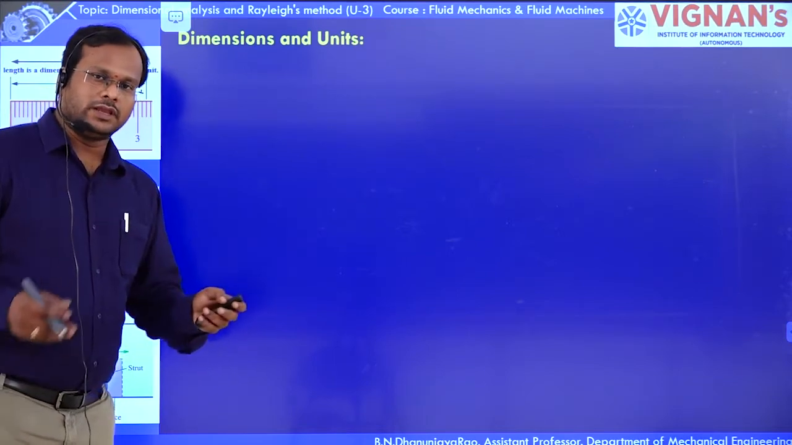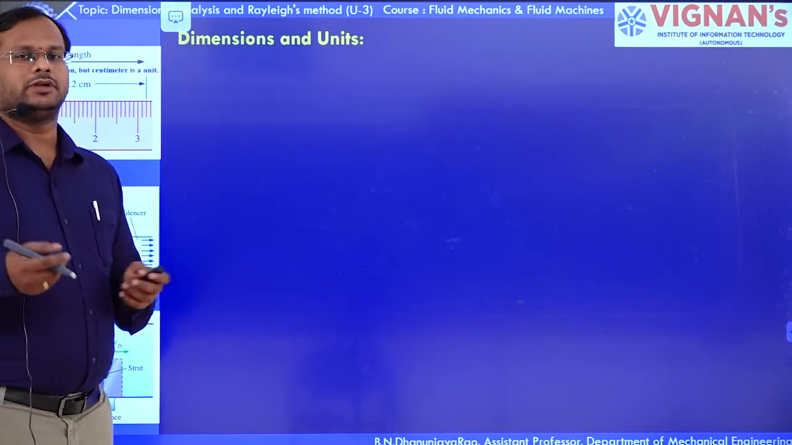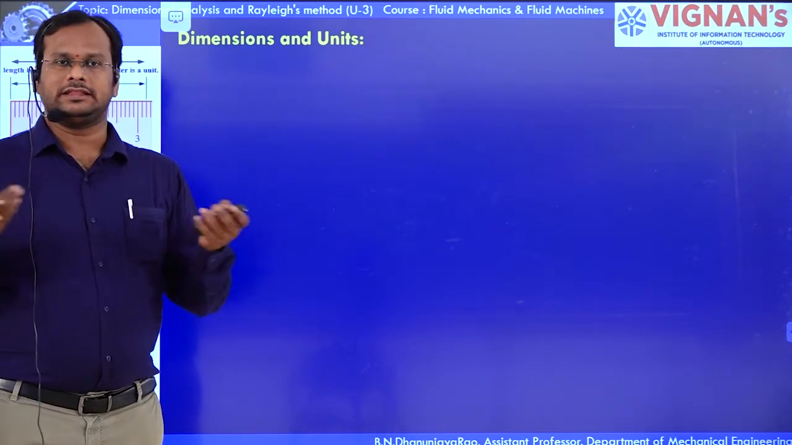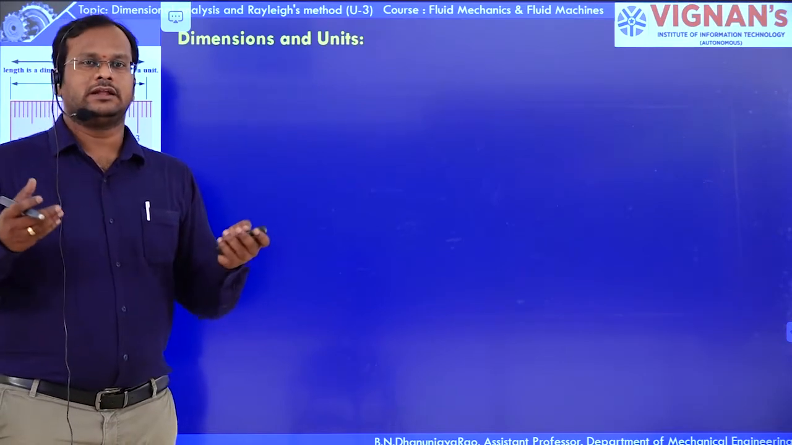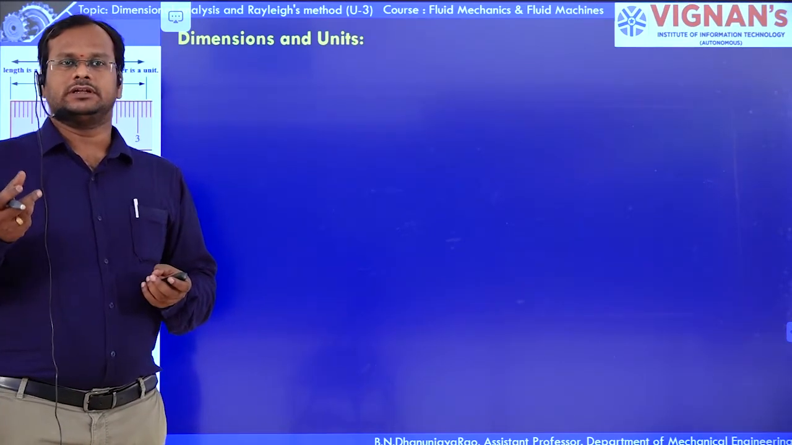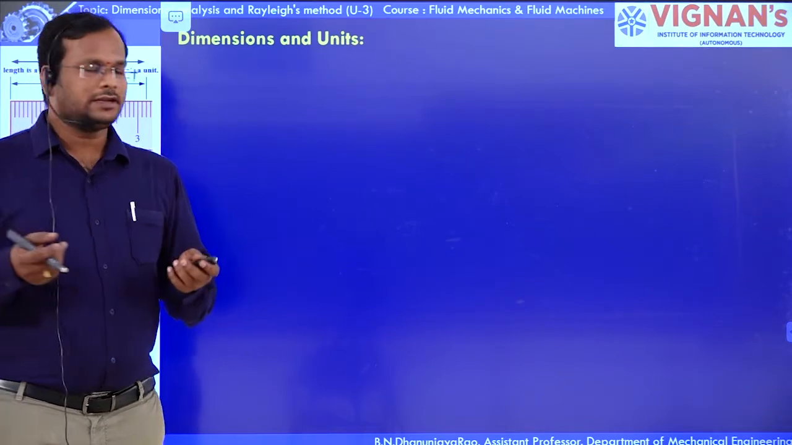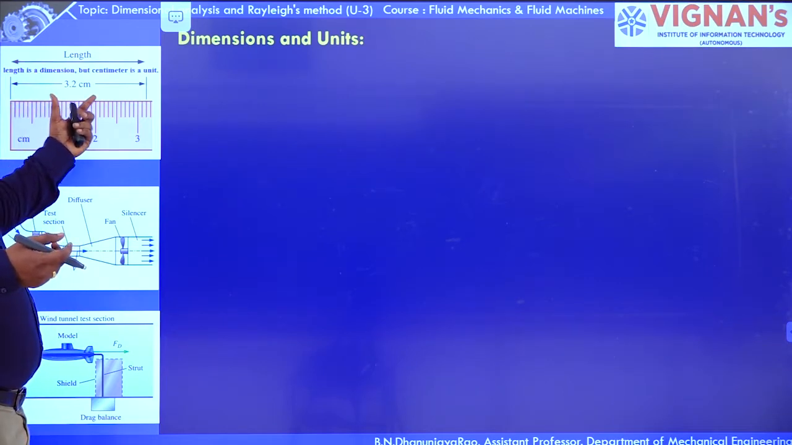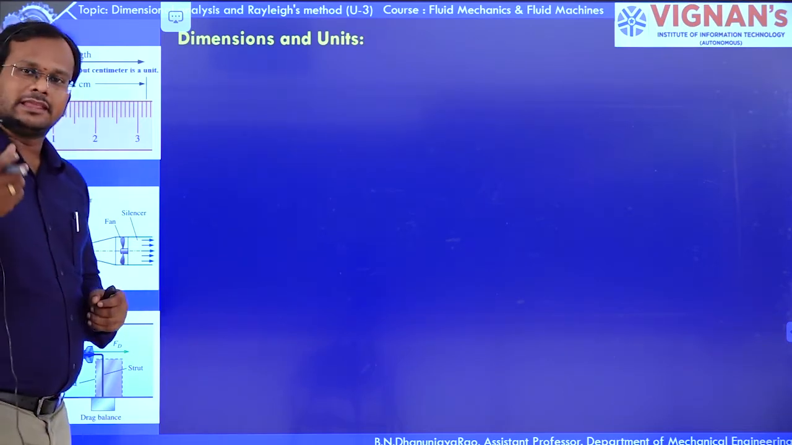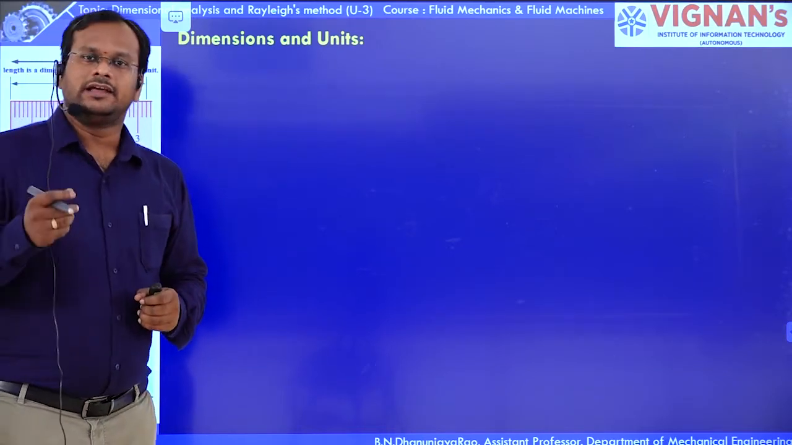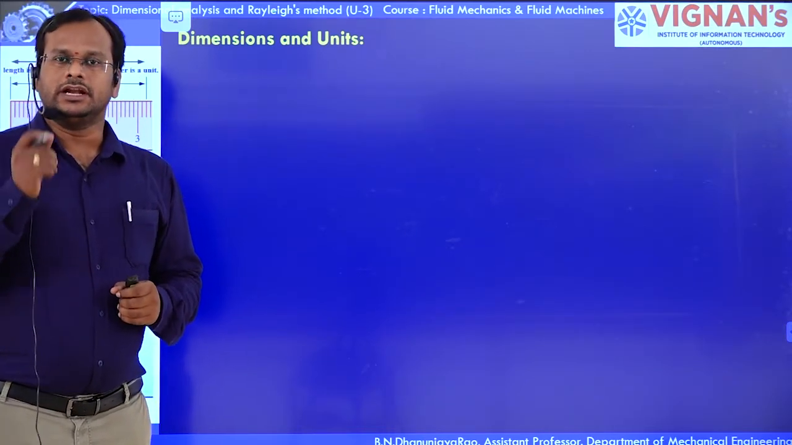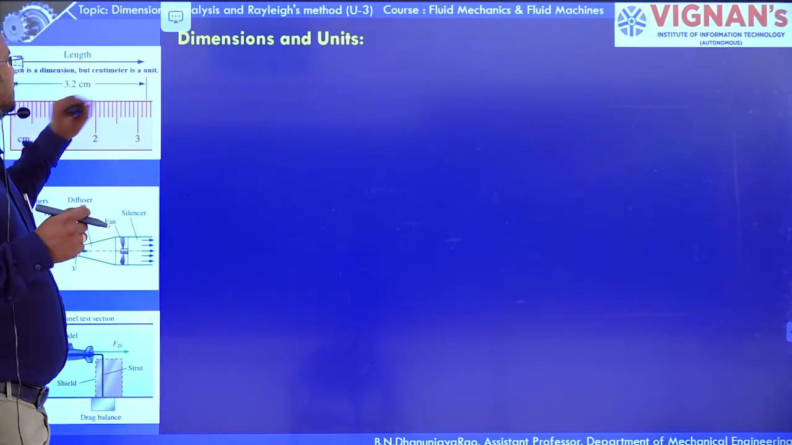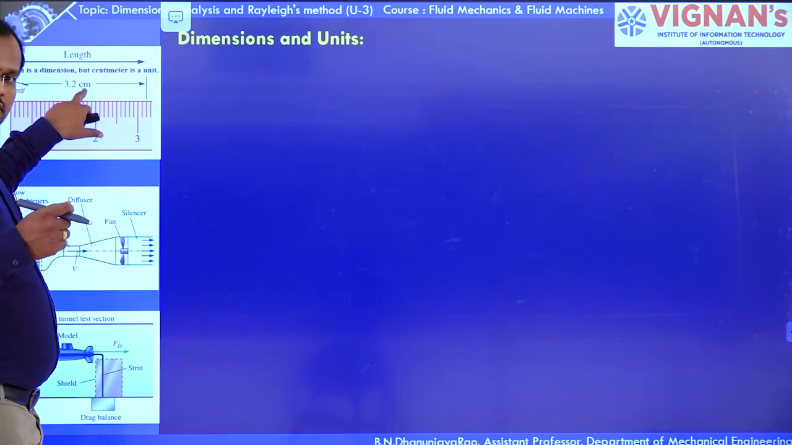First, we go with what is a dimension and what is a unit. Suppose we say there is a 4-meter length. What is 4? What is meter? What is length? Here you can see there is a 3.2 centimeter length. Here length is a dimension and centimeter is a unit. 3.2 is the value.